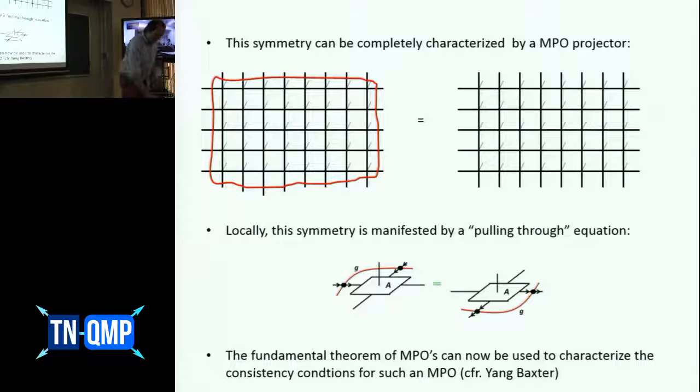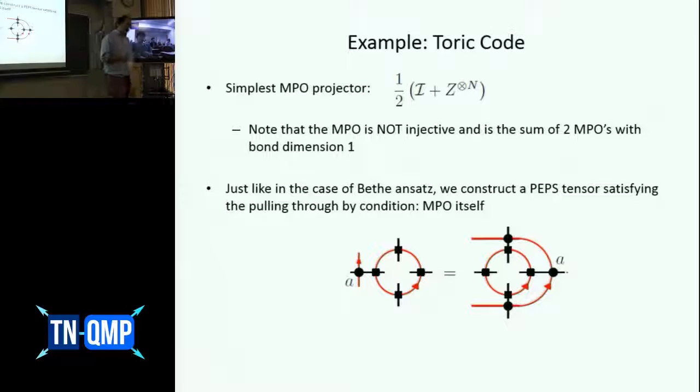So maybe this all looks a bit abstract, so let me give an example that probably most of you know, and this is the so-called toric code. It turns out that the symmetry that we have in this particular case is actually very simple.